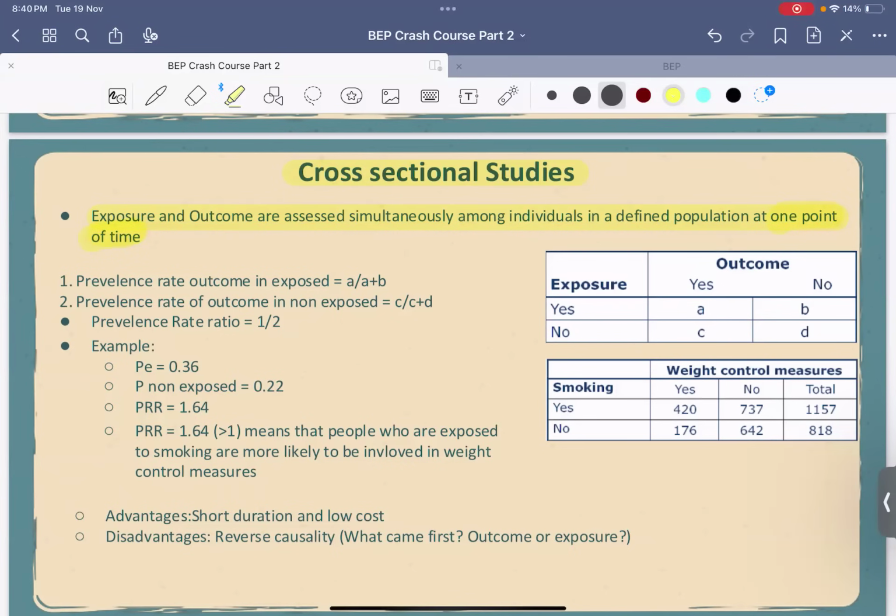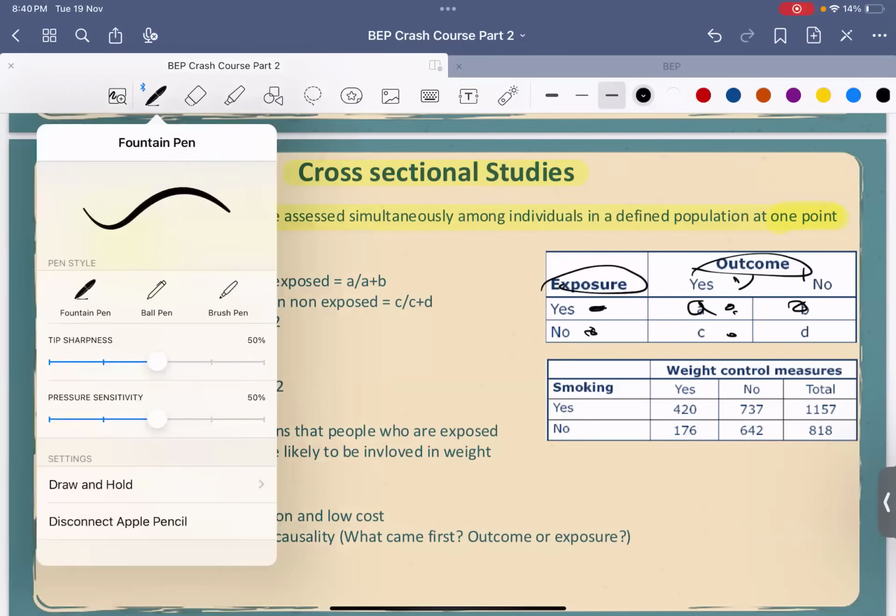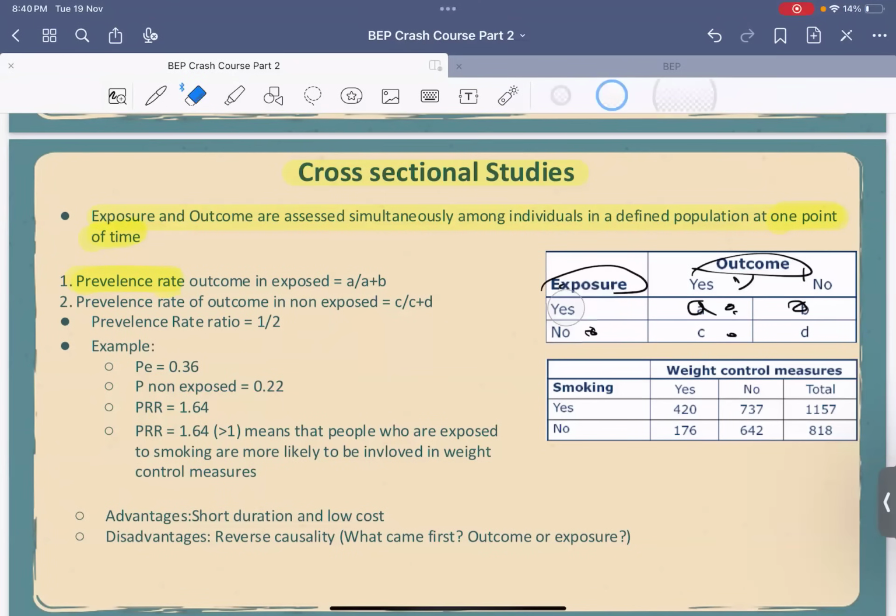Okay, so we measure this by prevalence, as we said, prevalence rate. We have this box that's going to be very important. Basically, this is the outcome, the exposure. Are you exposed? Yes. Do you have the outcome? Yes. This is A. Are you exposed? Yes. Do you have the outcome? No. This is B. Are you exposed? No. Do you have the outcome? Yes. This is C, and so on. So we use this table to calculate a lot of stuff.